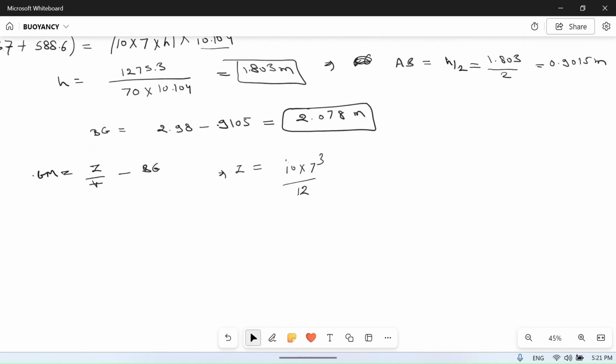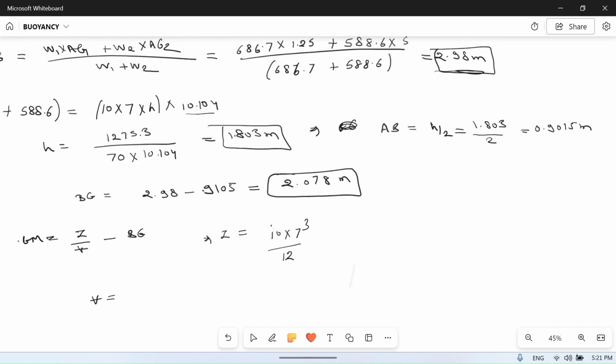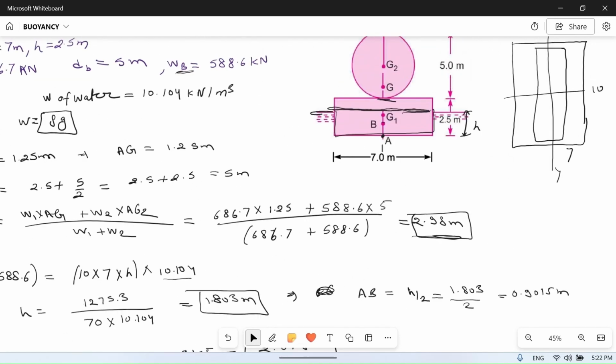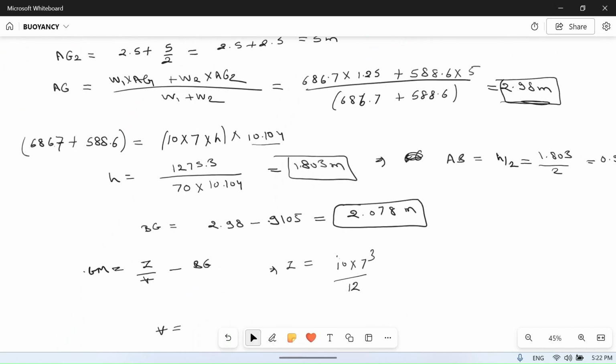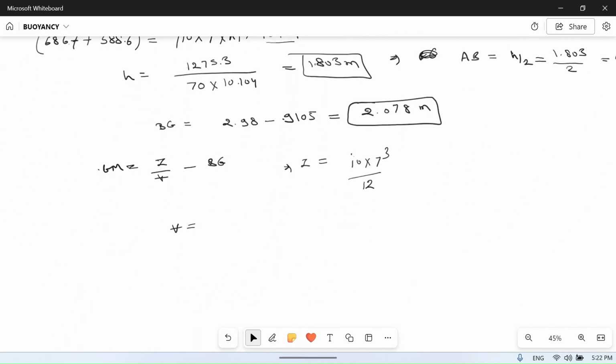Now volume of water is equal to the volume of the rectangular body which is submerged in water. So length 7 into 10 into H. So 7 into 10 into the height which is submerged, it is 1.803.